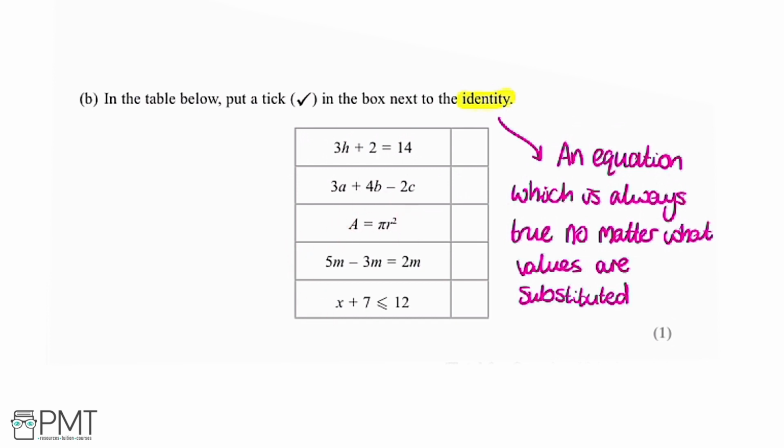This one's not an identity for the same reason as the first one. There are certain values of x that I could sub in, for which this will be true, for which this will be less than or equal to 12, but there will be some values for which this is false. This is the one that's an identity.